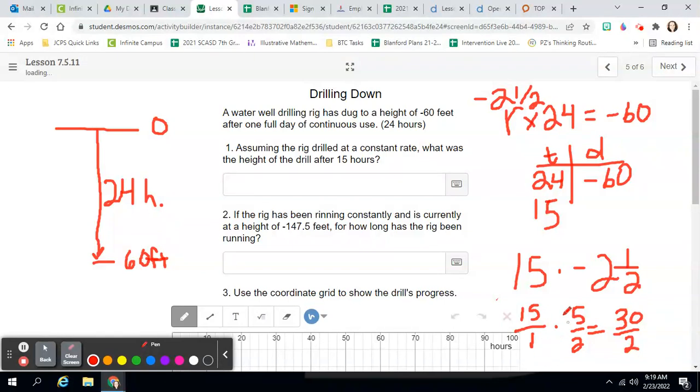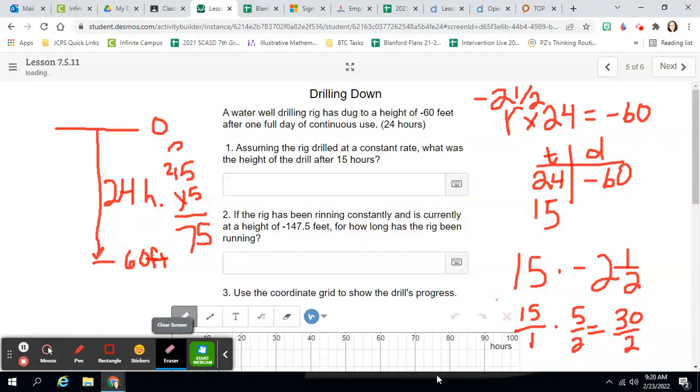That's not 30 halves because this is a 5, not a 2. I was wondering why that was working out weird. So let's see. 15 times 5 is what we really have to do, right? Because in multiplying fractions, we just multiply across. So 15 times 5 is 75. So I actually know this isn't 30 halves, it's 75 halves.